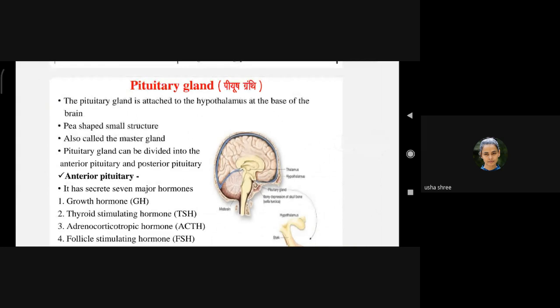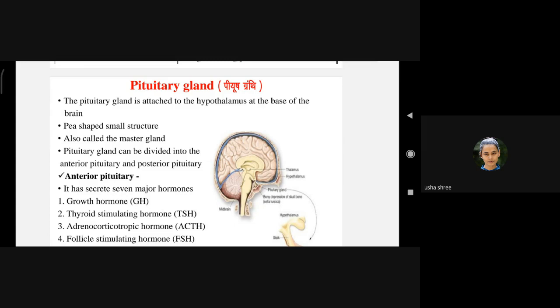Now, the pituitary gland is a T-shaped small structure, also called the master gland. But now the term is changing. After new research, the master gland is known as the hypothalamus. The pituitary gland can be divided into the anterior pituitary and posterior pituitary. But in babies or infants, an intermediate pituitary is also found in between the anterior and posterior pituitary.